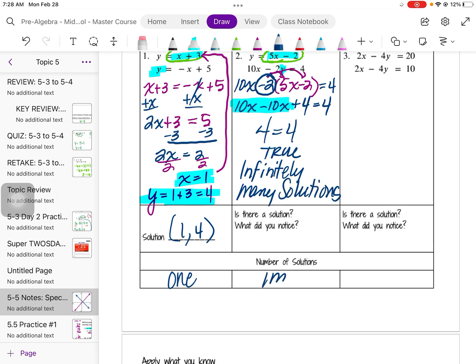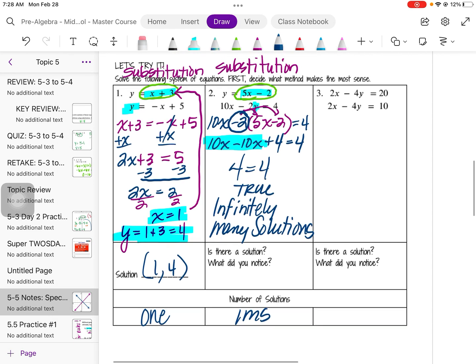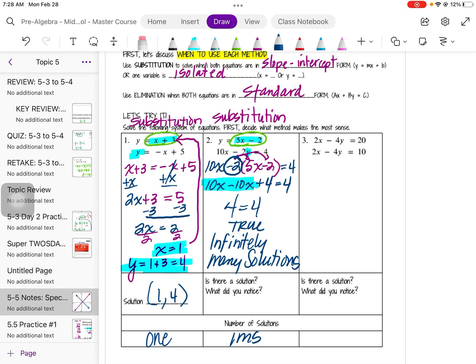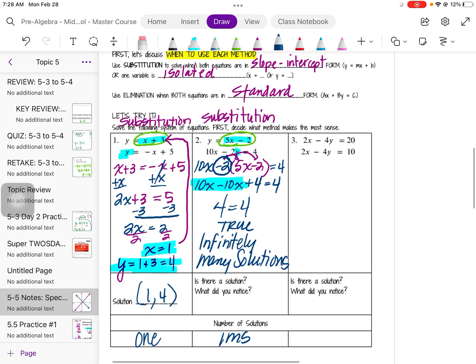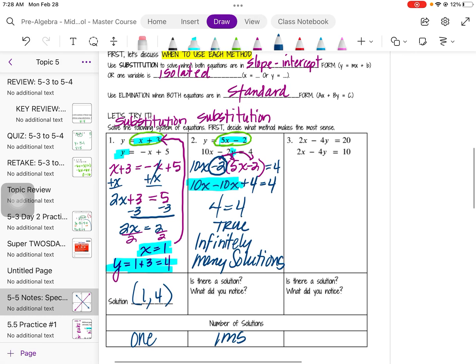Okay, which we can abbreviate IMS. All right, let's look at the last example. Notice in these two equations, they're both in standard form. So this time I'm going to use elimination to solve.